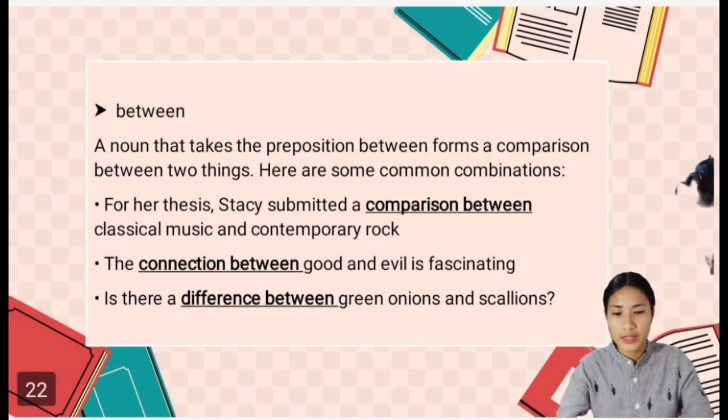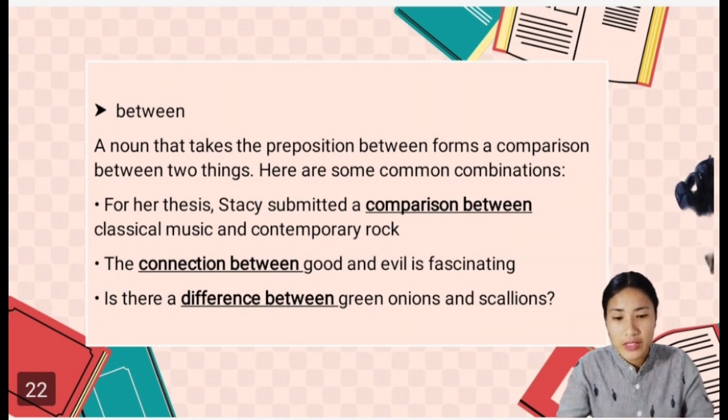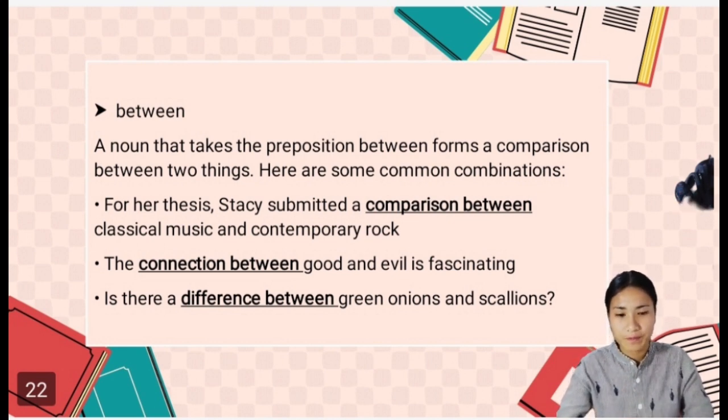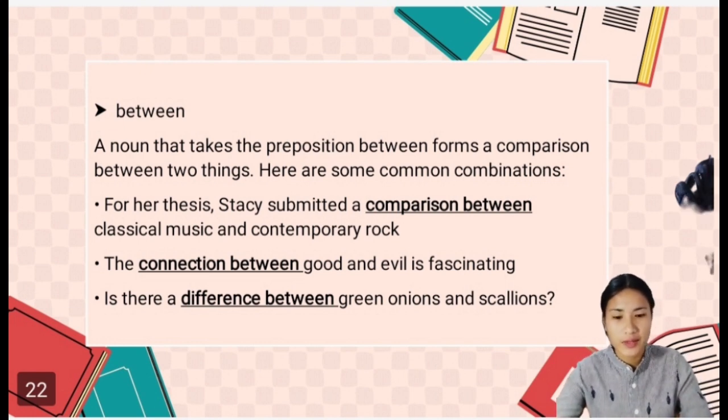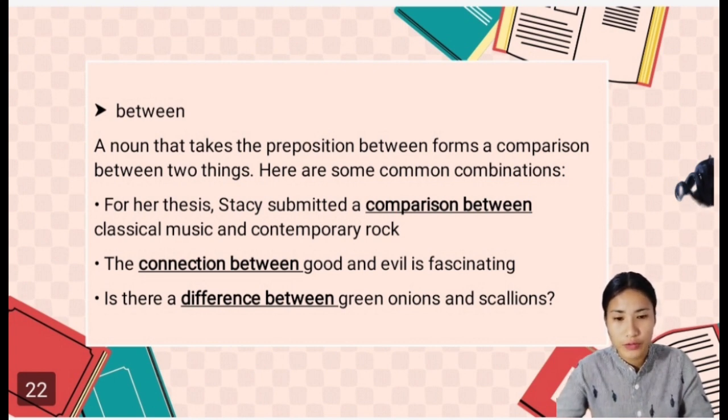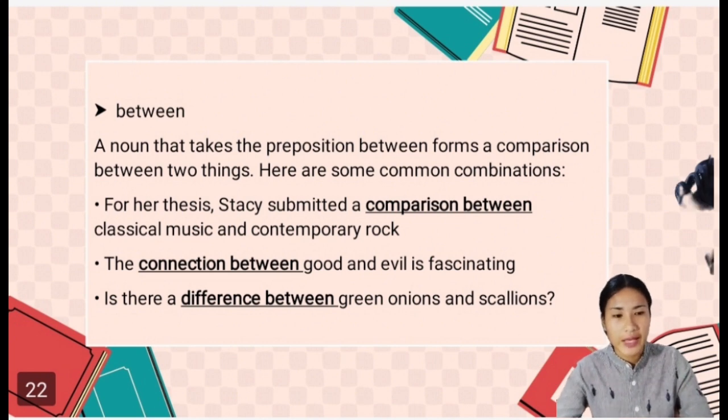And then let's look at the second example. The connection between good and evil is fascinating. So what is being compared here is good and evil. And the last one is, is there a difference between greens, onions, and scallions? So we can see the difference between is the preposition used with nouns. Alright, that's the explanation of prepositions used with nouns.